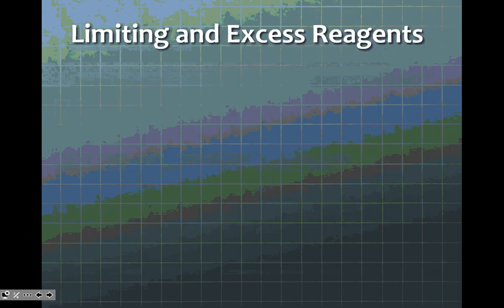Okay, that's it, kiddos. We talked about limiting and excess. Remember, you just have to know the definitions. A limiting reagent or a limiting reactant is the reactant that is all used up in a stoichiometric equation. All right, that's it.